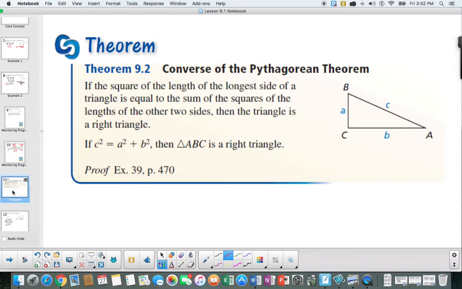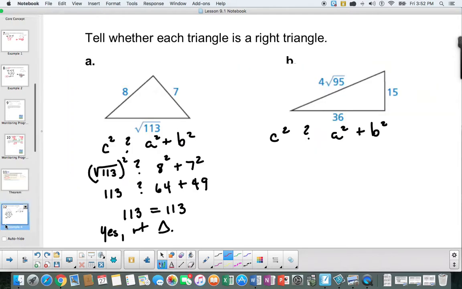Okay, here's the converse of the Pythagorean theorem. It says if 3 numbers satisfy this relationship, then we can say it's a right triangle. So I've done this problem right here. What I'm trying to find out is if these 3 numbers satisfy the converse. So c squared, a squared plus b squared, and I'm putting a question mark here because I don't know if they're equal.